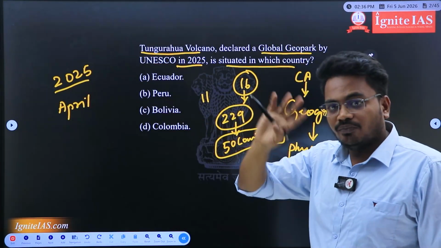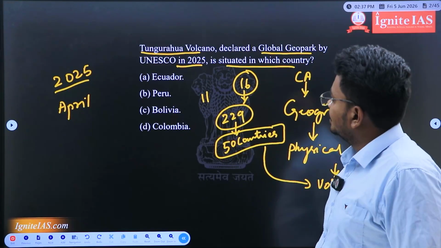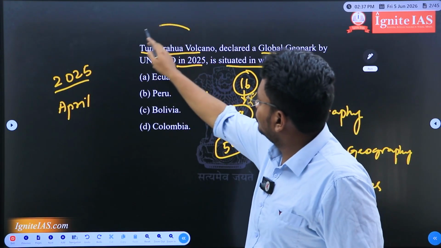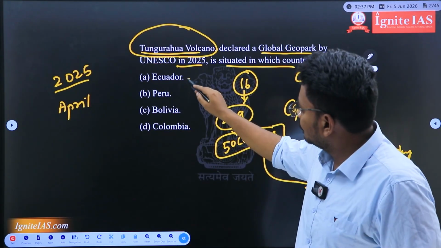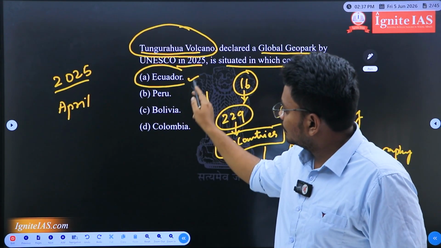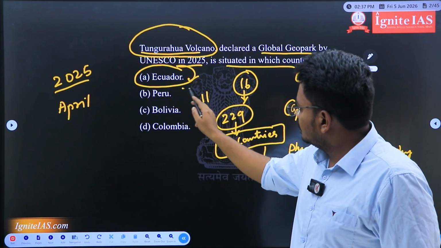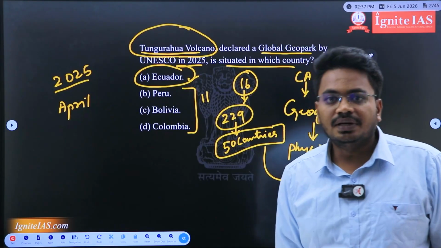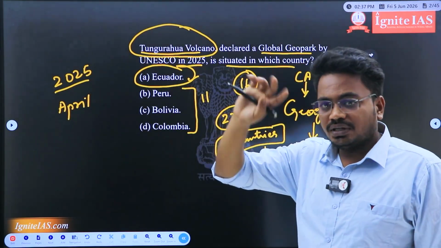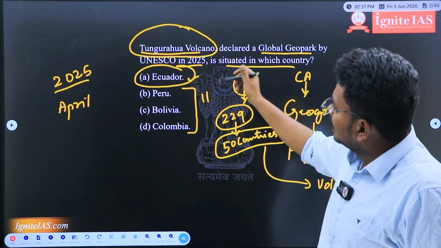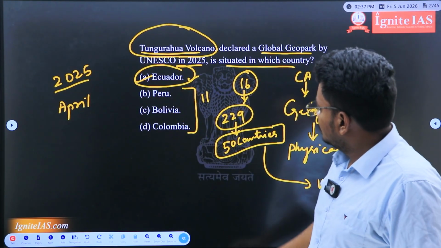First we understood from where this question has been picked. Now, to solve this question, this Tungurahua volcano is situated in Ecuador. Option A itself says Ecuador. Peru, Bolivia and Colombia, these countries are in the South American continent. Even Ecuador is near that South American continent. So the correct answer would be option A, Ecuador.